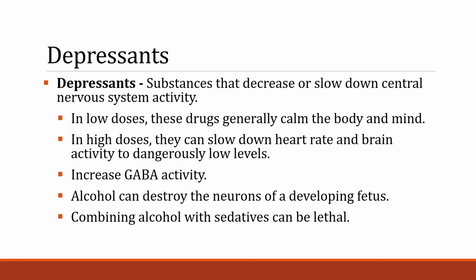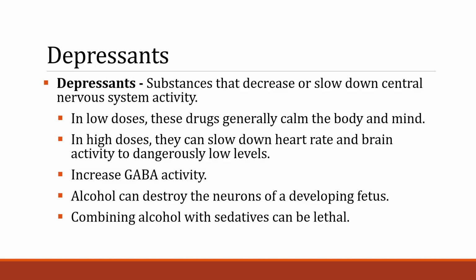Let's talk about the different types of drugs that can affect the nervous system. First, we have what we call depressants. Basically, they slow or decrease the activity in the central nervous system. In low doses, they can generally calm your body and mind, but in high doses, they can have more dangerous effects, such as slowing down the heart rate and brain activity in a dangerous way.